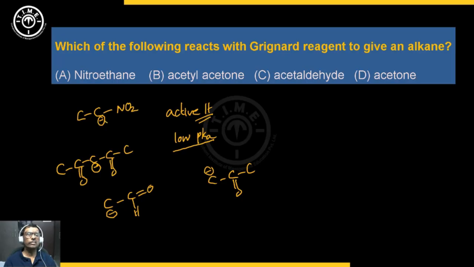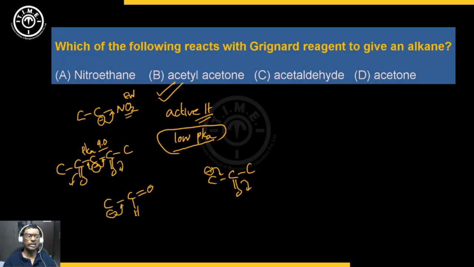Now this minus can be delocalized into the NO2. NO2 is an electron withdrawing group, no doubt. But what about this? This can be delocalized either this side or even that side. In fact, this has got a pKa of 9, we saw in that table, is it not? So it is acetyl acetone that has the minimum pKa and can react with Grignard reagent to form an alkane. Clear? So it cannot be acetone. Acetone also has an electron withdrawing group in the form of C double bond O.